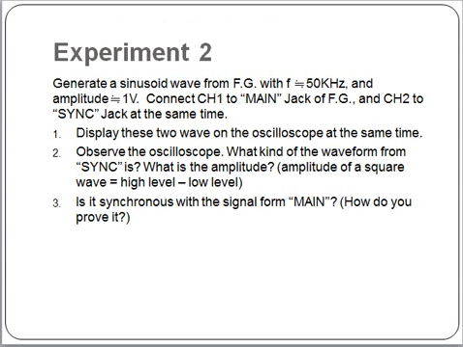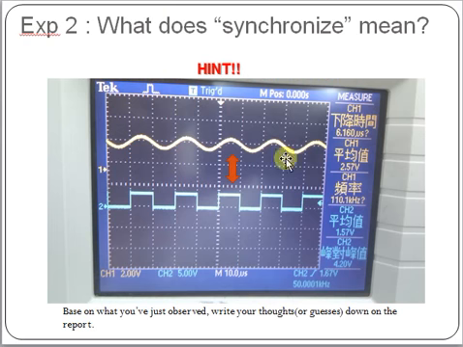Experiment 2. Observe the signal of main and sink at the same time and write down their relation. You can try to change the waveform, frequency, amplitude of the main and see how does the sink signal change.